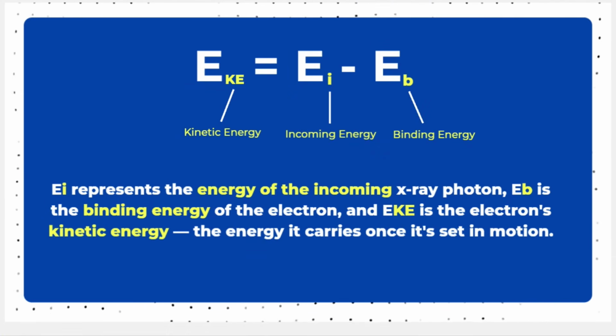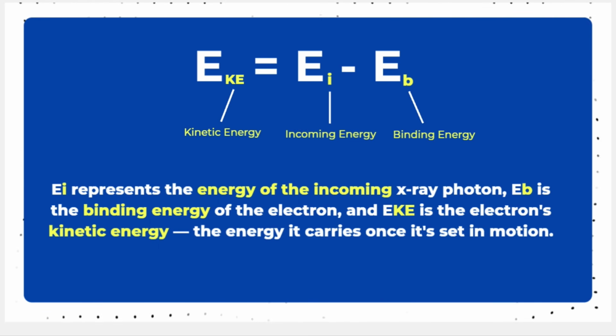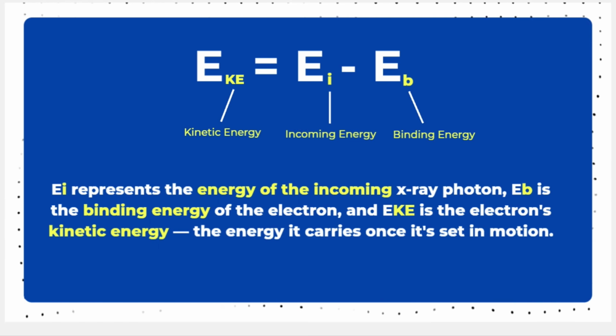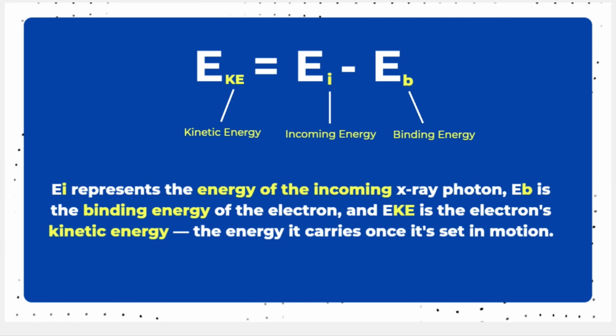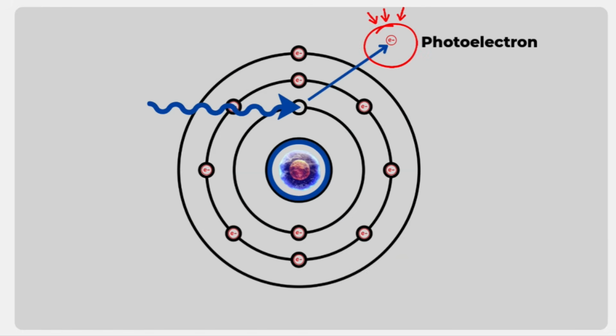If we wanted to determine what energy the electron has, we would use this formula. The energy of the photoelectron is equal to the incident energy of our X-ray beam, our X-ray, minus the energy required to release that electron, the binding energy of that electron. So this photoelectron has the energy of this incident X-ray minus the binding energy of the electron it interacts with.